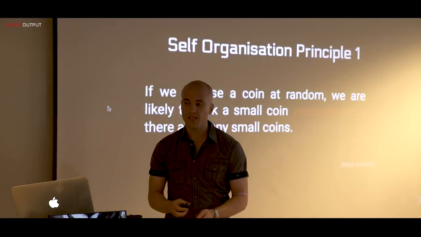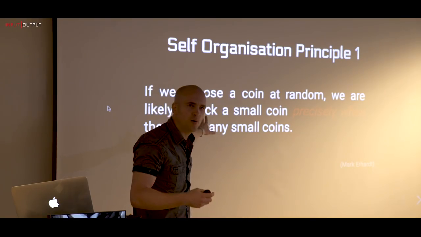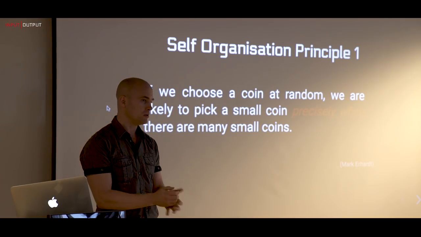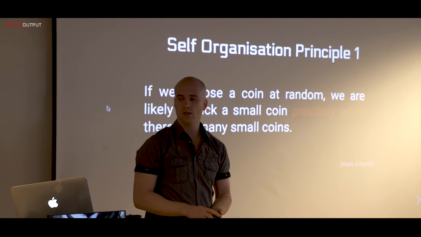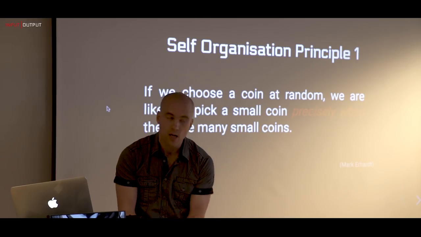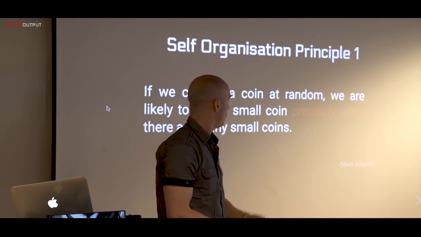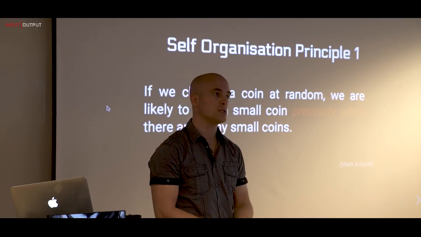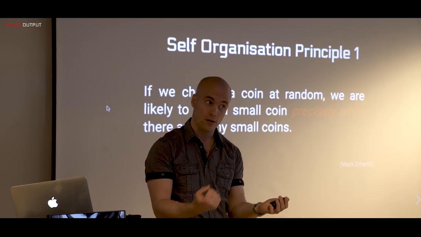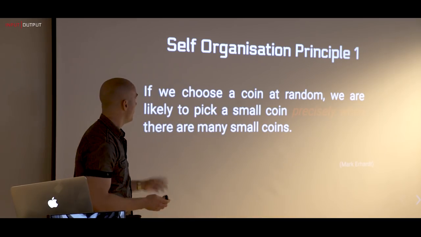So this is an observation by Mark Erhardt in his master's thesis on this topic. He doesn't say it quite like this, I'm paraphrasing. But he basically says, if we choose a coin at random, we just close our eyes and pick one, then we're very likely to pick a small coin precisely when we have a large number of small coins. And this is what I'm going to call our first self-organization principle. It's a very simple rule, but it will mean that if you have a lot of small coins, you're going to use them. So let's see.